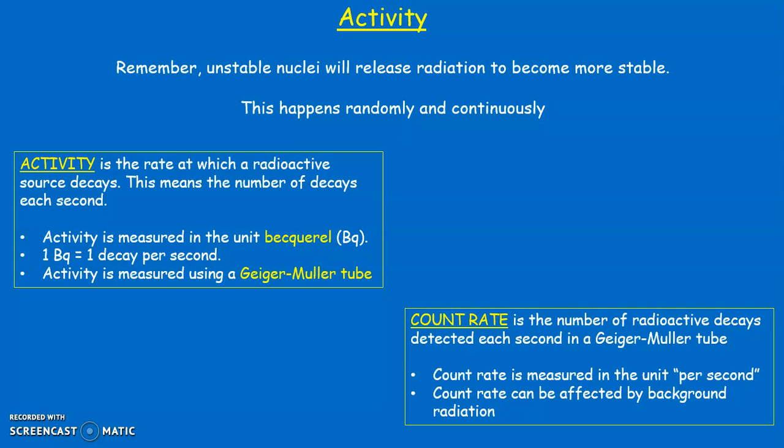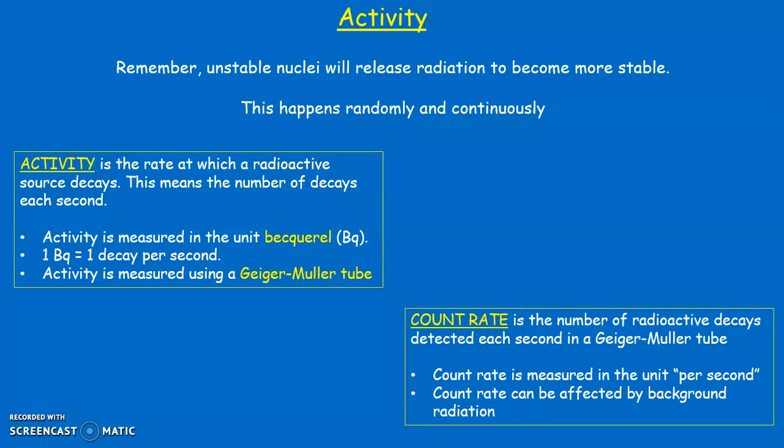So activity, well, its definition is that activity is the rate at which a radioactive source decays. Rate just means how many decays per second. So I'll give you an example. Activity is measured in the unit becquerel, which is capital B small q. So 1 becquerel means one nucleus decays per second on average. Activity is measured using a Geiger-Müller tube.